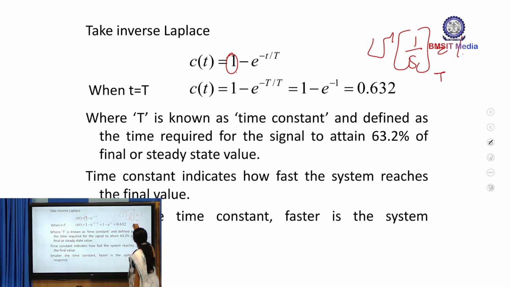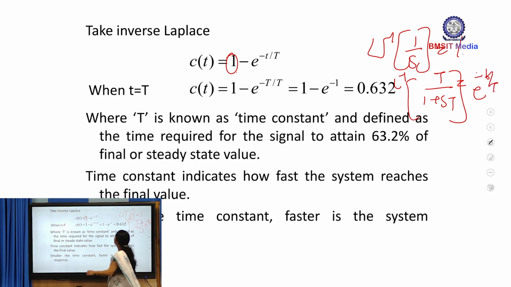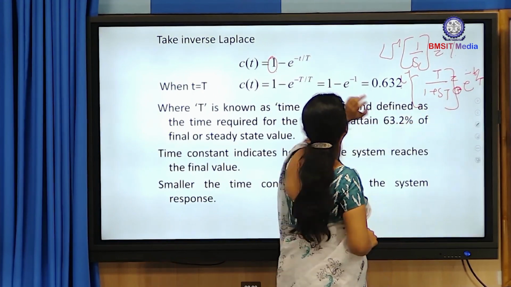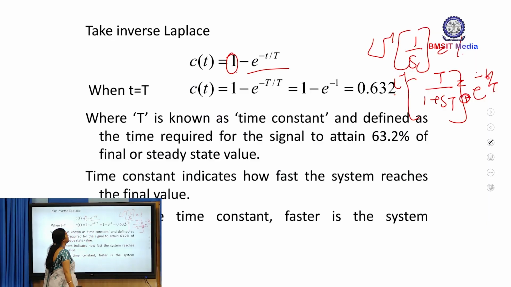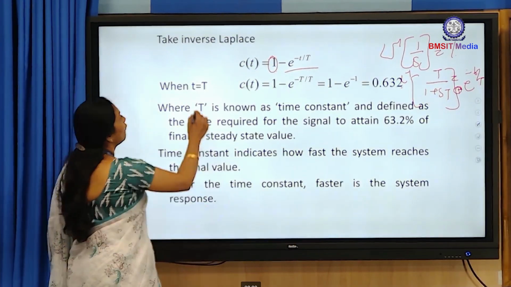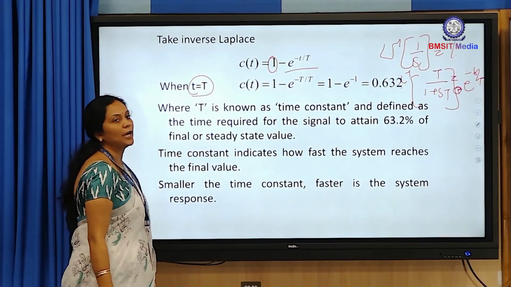So what is T divided by 1 plus sT? The inverse Laplace transform of this particular function is e to the power of minus t divided by T. Therefore the minus is already there with respect to the partial fraction. Therefore, the inverse Laplace transform of T by 1 plus sT is nothing but e to the power of minus t divided by T. Now what I have to do? I have to put whenever small t is there to be equivalent to capital T.